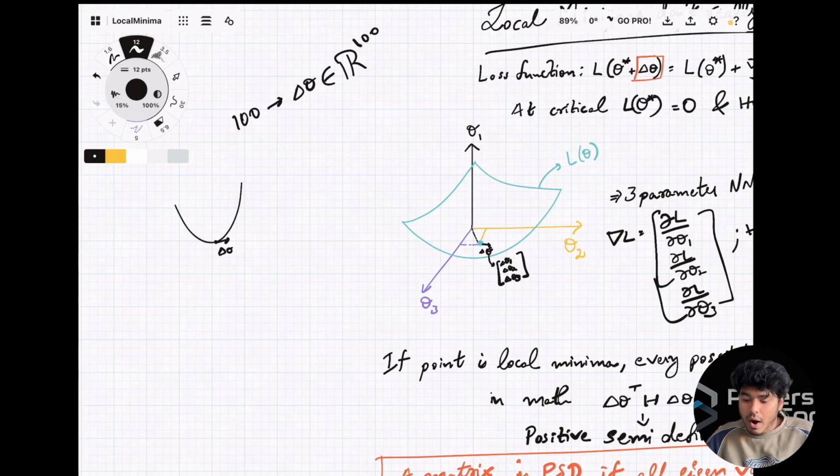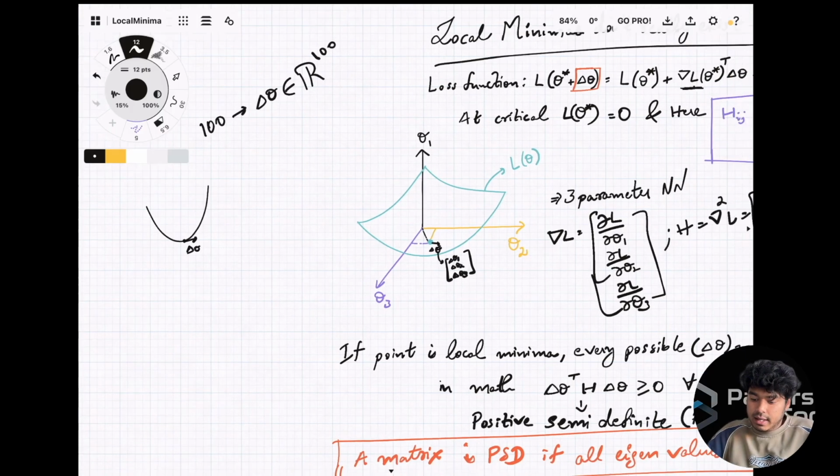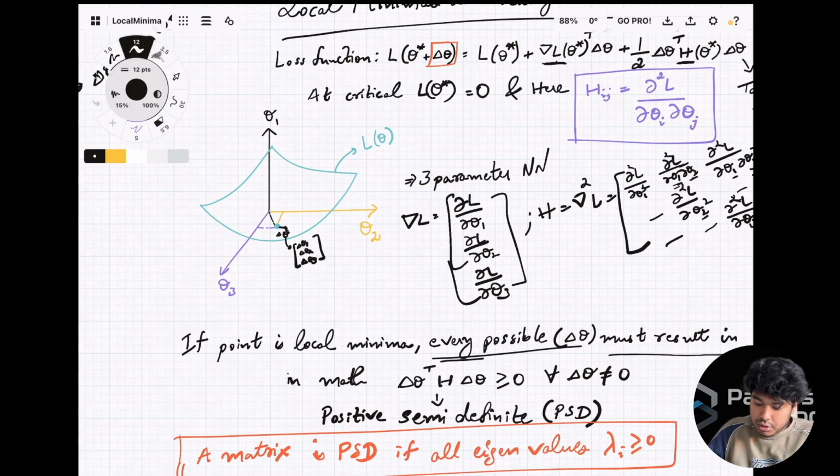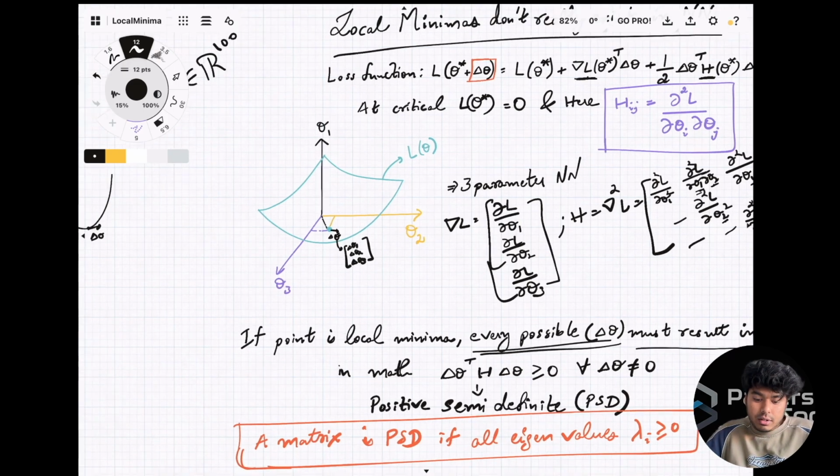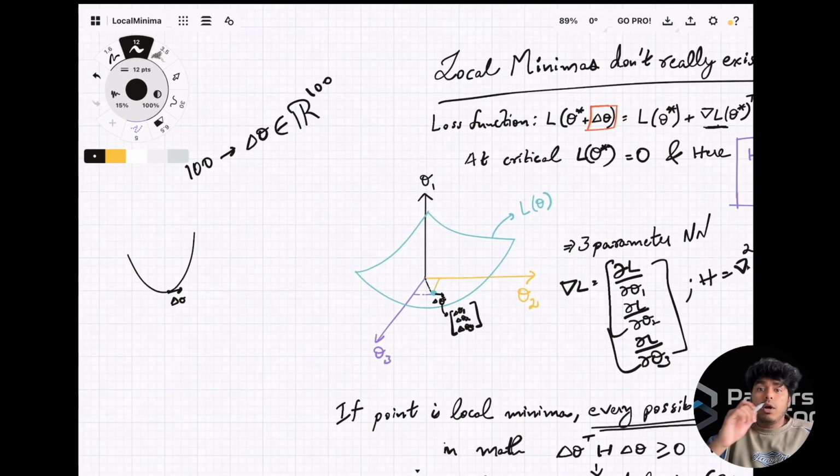Now, what happens is all these 100 dimensions need to simultaneously curve up. Only then your loss can increase, right? Because you want any delta theta in any dimension to increase your loss function, right? So you want all your dimensions to be curving up. And that is a very low probable event, right? The probability of that happening is very low, right?